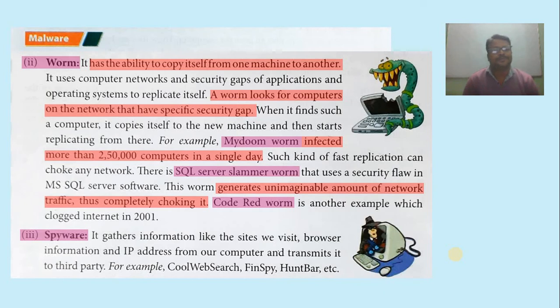Now, spyware. Spyware gathers information: whatever site we visit, whatever browser we are using, whatever IP address our computer has. After scanning, it transmits all these things to a third party without our knowledge. So this is also not good. CoolWebSearch, FinSpy, and HuntBar are all spyware.